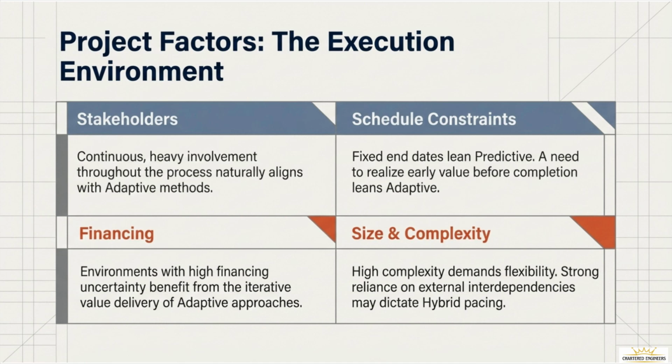Finally, look at size and complexity. While high complexity usually demands the flexibility of an adaptive approach, heavy reliance on external interdependencies, like waiting on a third-party vendor to ship a physical part, may dictate a hybrid pacing. You might be agile internally, but have to use predictive milestones to sync with your external partners. These environment factors are the weather of your project. You must plan your journey accordingly. Now let's look at the who, the organization itself.